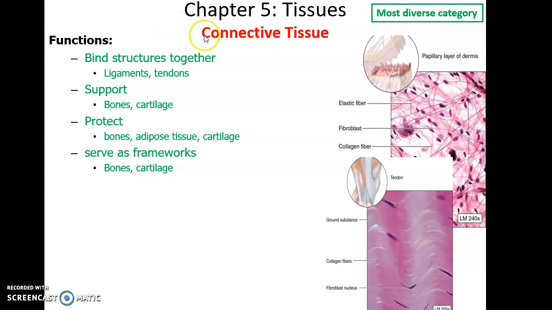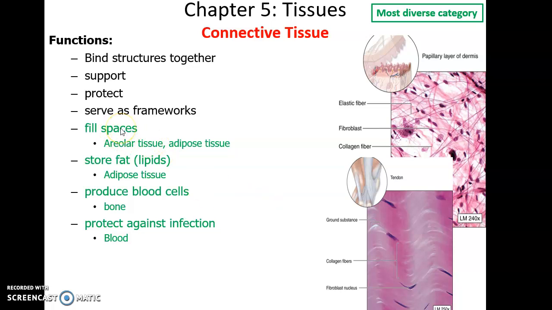So, for instance, functions in connective tissues include binding structures together, and this will include the tissues that make up ligaments that attach bone to bone, tendons that attach muscles to bones. They have support functions. So bone tissue and cartilage have very important support functions, protective functions. Bone tissue again protects a lot of soft organs. Adipose tissue or fatty tissue, cartilages. It can serve as frameworks. Bones and cartilages can serve as frameworks for the body.